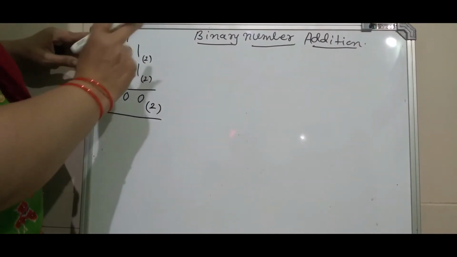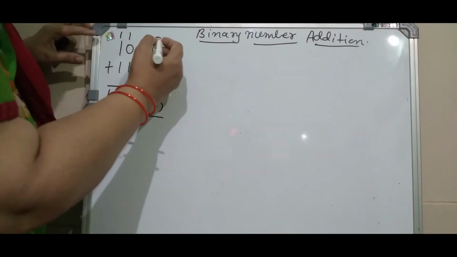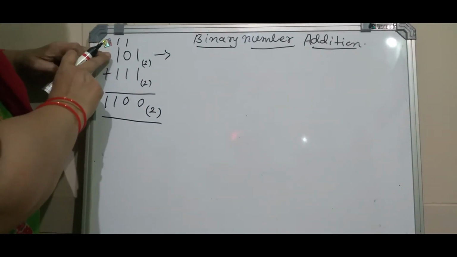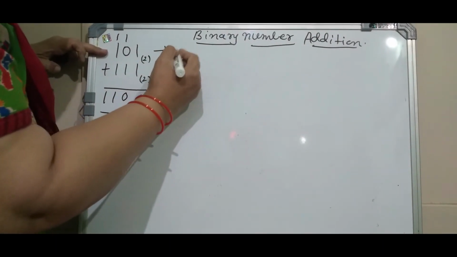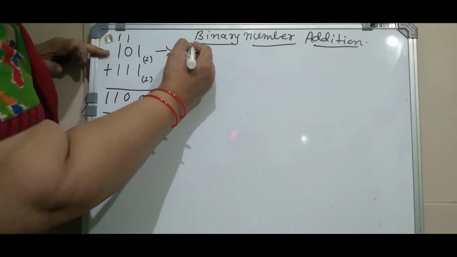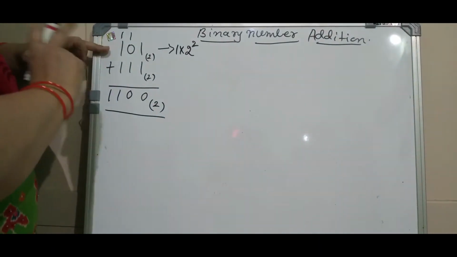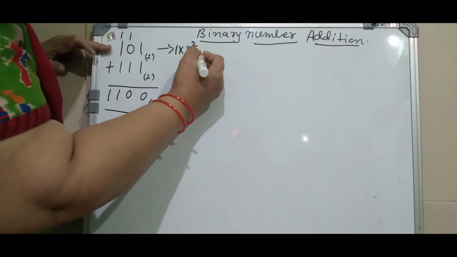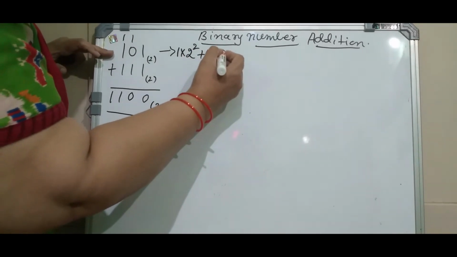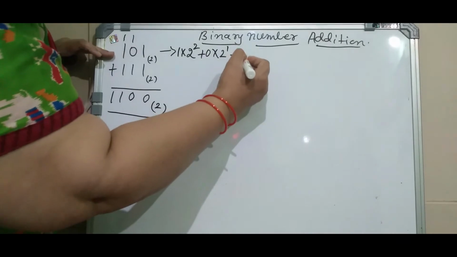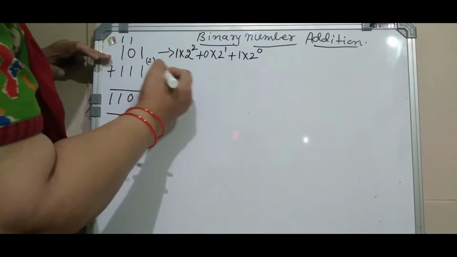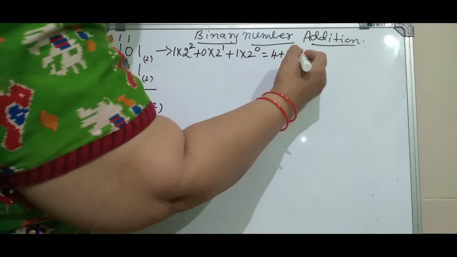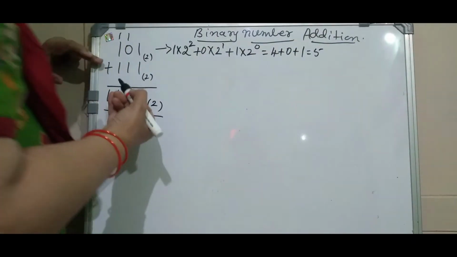Let us convert this binary number to the decimal number and see whether what we have done is exactly correct or not. 101. Let me convert this. 1 into 2 to the power of 2. I told you here 3 digits are there, so I am writing the power number 2. 1 into 2 to the power of 2 plus 0 into 2 to the power of 1 plus 1 into 2 to the power of 0. Again this will be equal to 4 plus 0 plus 1. So this will be nothing but 5.